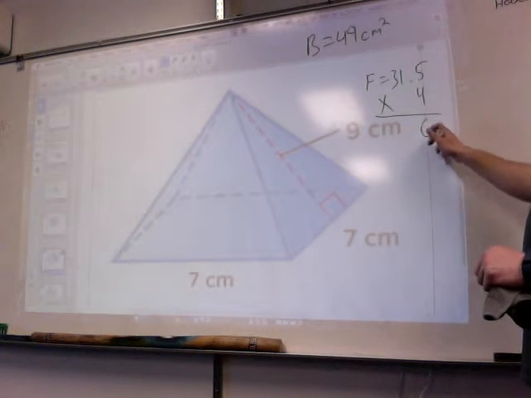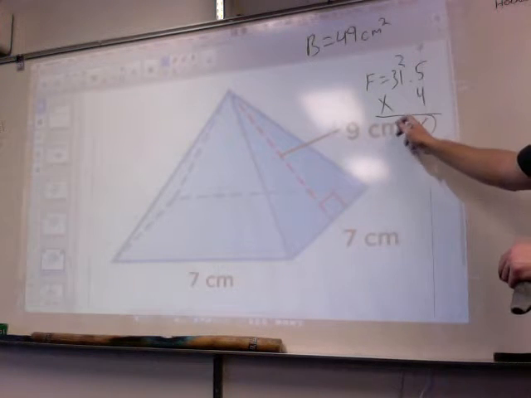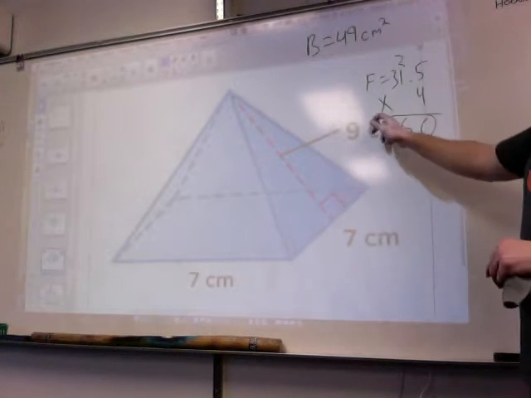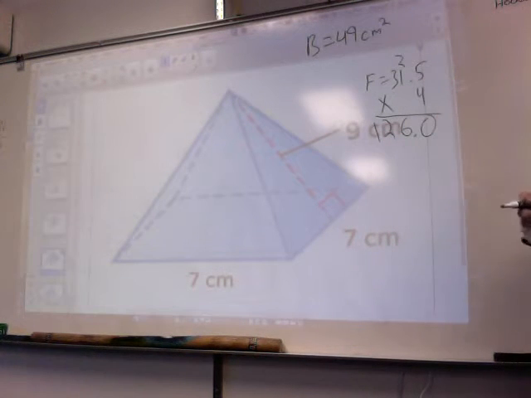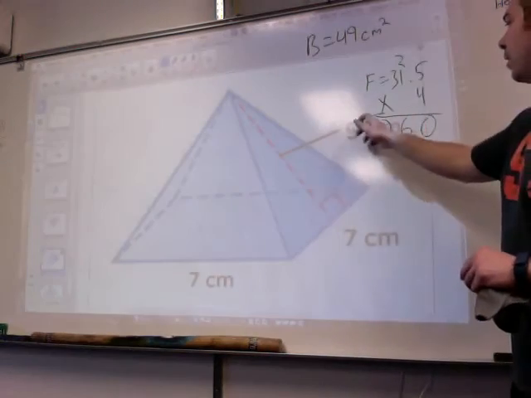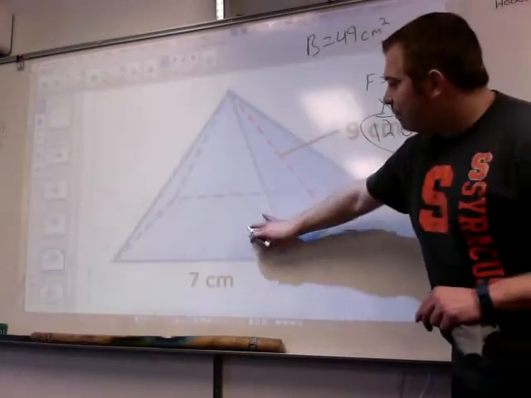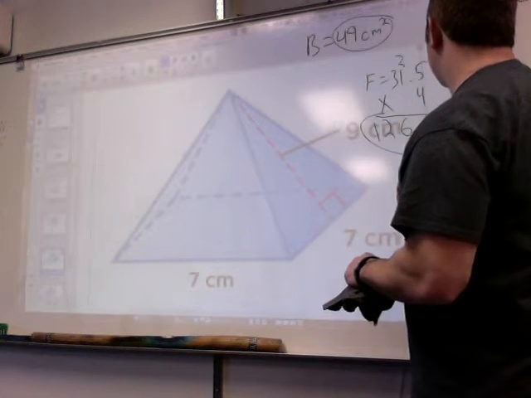5 times 4 is 20. 4 times 1 is 4, plus 2 equals 6. 4 times 3 is 12. I have one place value spot, so it's 126. So all 4 of my lateral faces add up to 126. My big base equals 49 centimeters squared, of course.